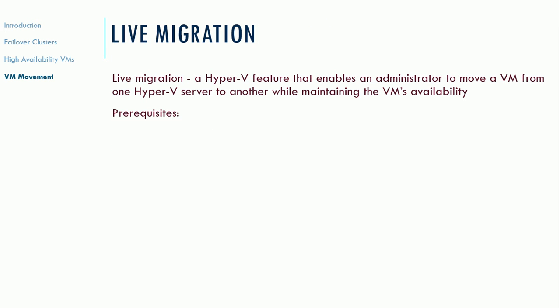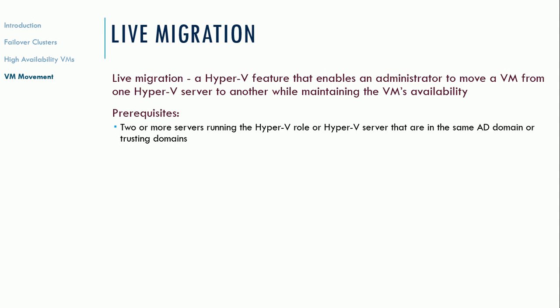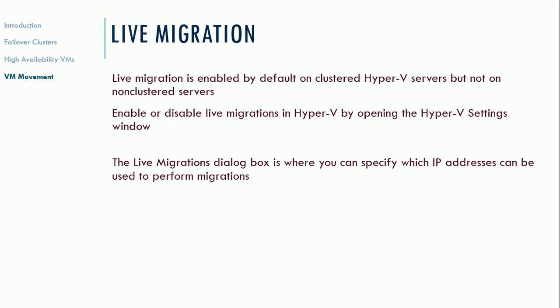Now, as far as a live migration goes, one of the prerequisites is that you have to have 2 or more servers running the Hyper-V role or Hyper-V Server that are in the same Active Directory domain or trusting domain, so in the same forest. The same processor manufacturer on both Hyper-V servers, and the VM to be migrated must be using virtual hard disks, which most of them would probably be using. So a live migration is enabled by default in clustered Hyper-V servers, but not in non-clustered servers. So if it's a non-clustered server, this is not going to be enabled by default.